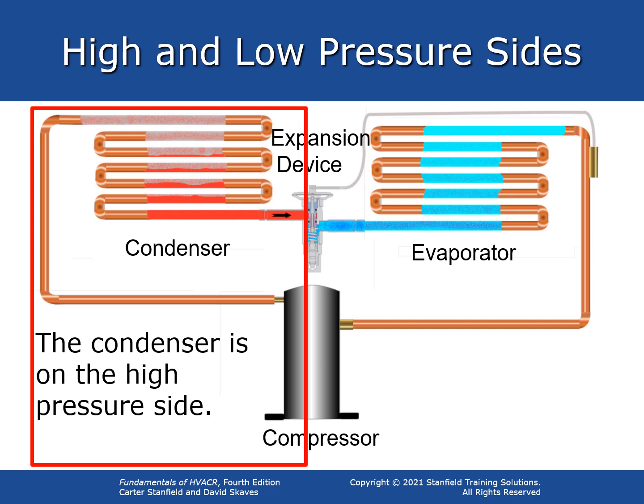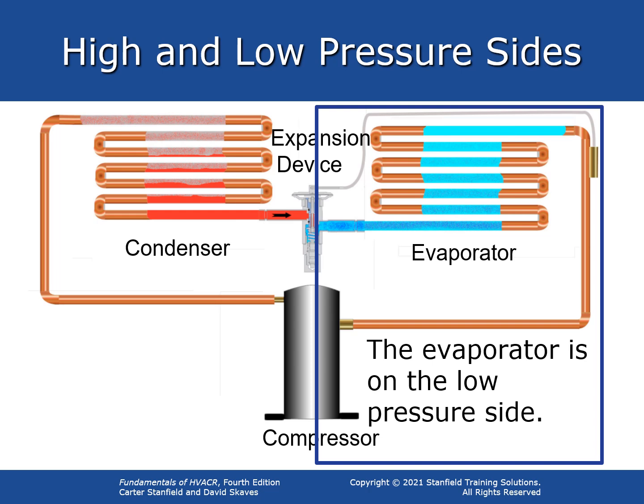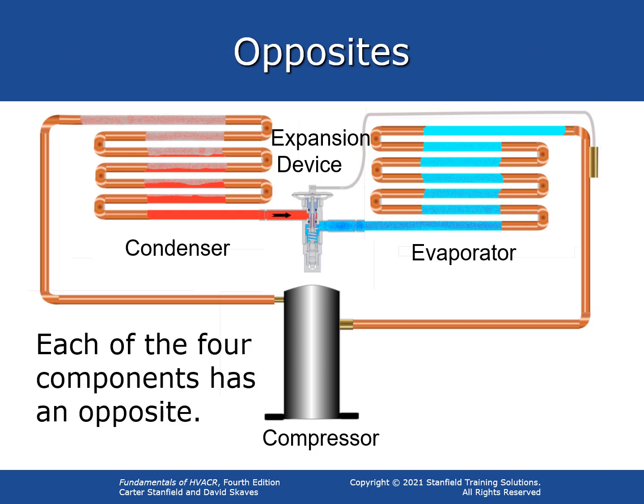The compressor raises the refrigerant pressure to create the high pressure side. The condenser is on the high pressure side of the system. The refrigerant expansion device creates the low pressure side by dropping the refrigerant pressure and temperature. The evaporator is on the low pressure side of the system. Each of the four main components of the basic refrigeration cycle has an opposite.